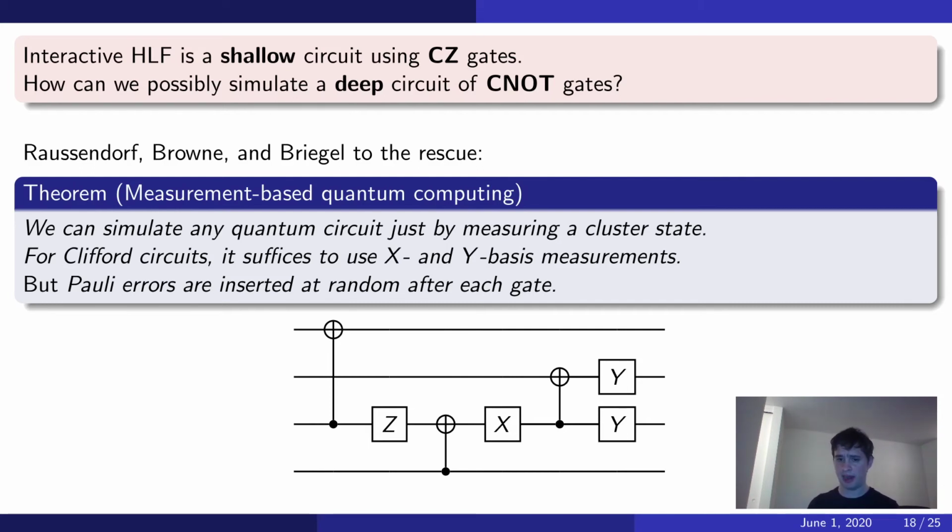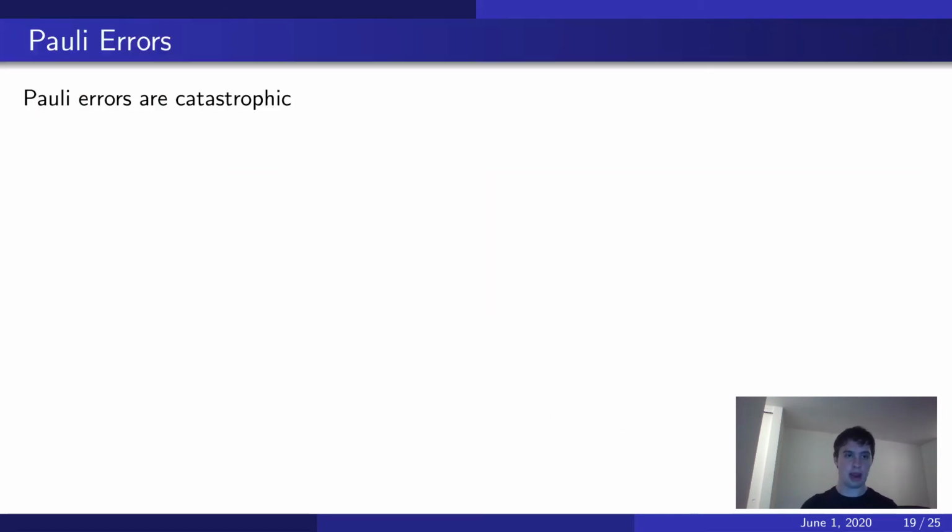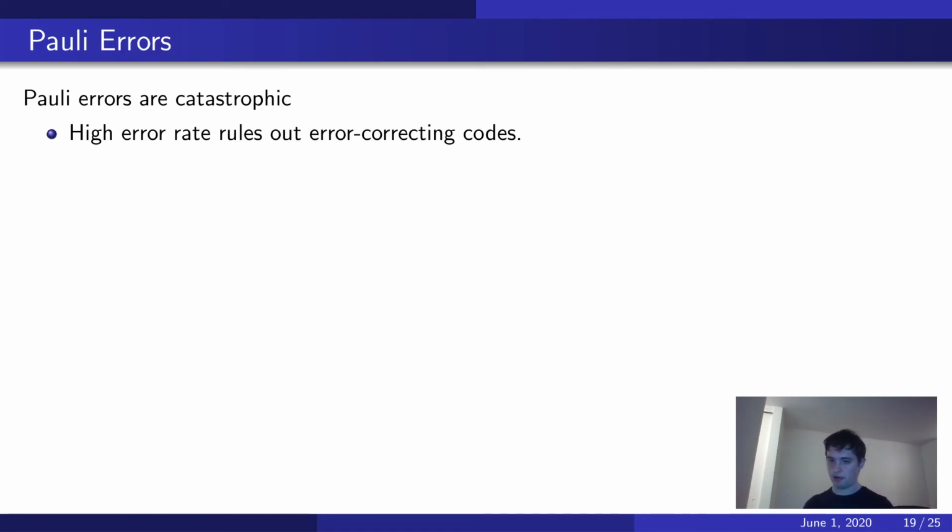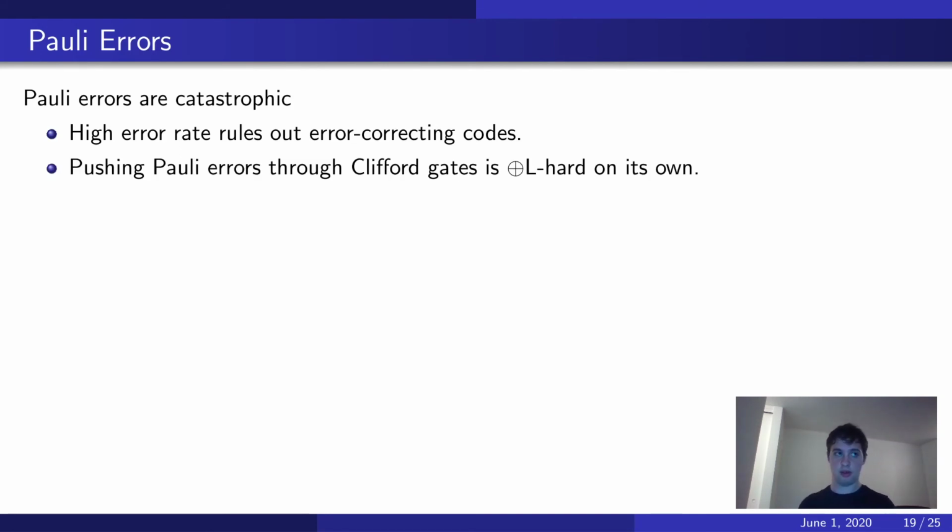And the errors are pretty bad. The classical analog to this is applying a NOT gate after each gate with 50% probability. It just eradicates all the information in the circuit, right? So the error rates here are much too high for us to use an error correcting code. Some of you may be aware that you can push Paulis through Clifford gates, and that's an interesting strategy, but just pushing all of them through our circuit, in this case, would be parity L hard on its own. And so we can't afford to do that in our reduction.